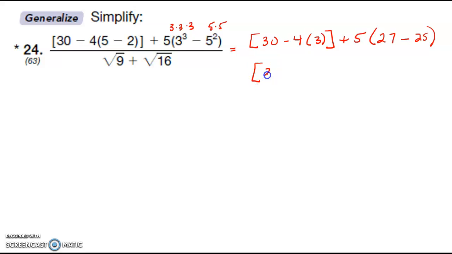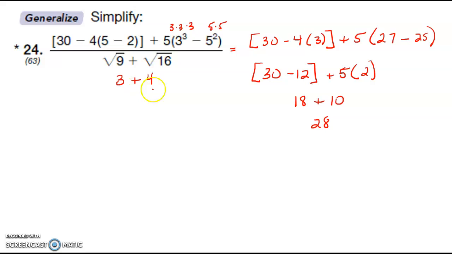Okay, so I have 30, which I haven't done anything with yet, minus 12 plus 5 times this is 2. So 30 minus 12 is 18 plus 10. So my top is 28. Okay, here in the bottom, the square root of 9 is 3, plus the square root of 16 is 4. So 3 plus 4 is 7. So I have 28, which is on the top, 7 on the bottom, and that makes 4.